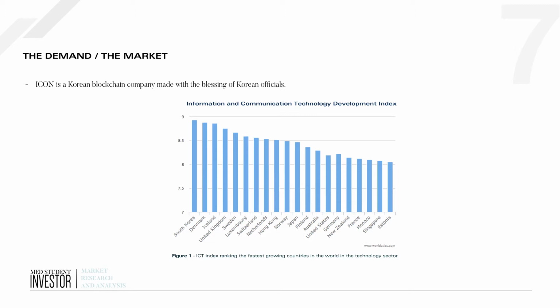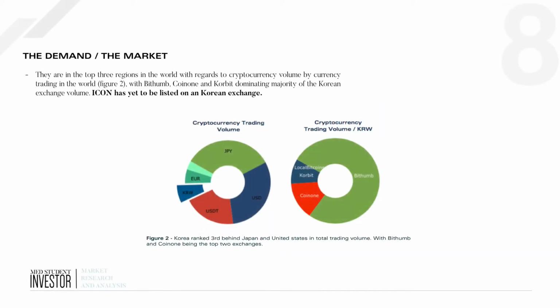Currently, South Korea is ranked 11th in the world with regards to GDP. South Korea is also ranked first among all countries in the Information and Communication Technology Development Index. They are in the top 3 regions in the world with regards to cryptocurrency trading volume, with Bithumb, Coinone and Korbit dominating the majority of the Korean exchange volume. ICON has yet to be listed on a Korean exchange. There is no doubt that the listing of ICON on a Korean exchange will have a significant impact on its price appreciation.